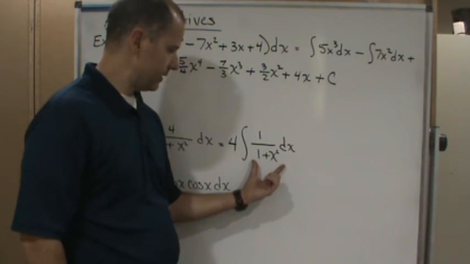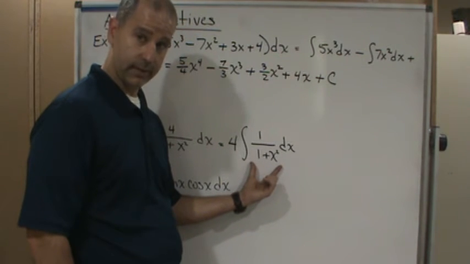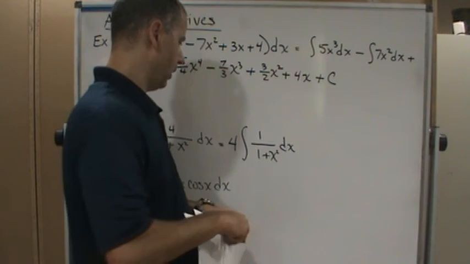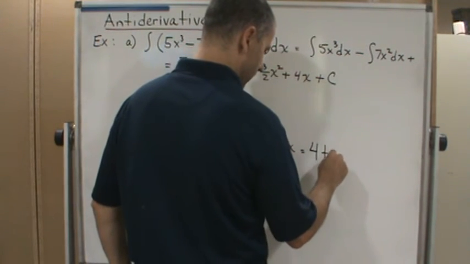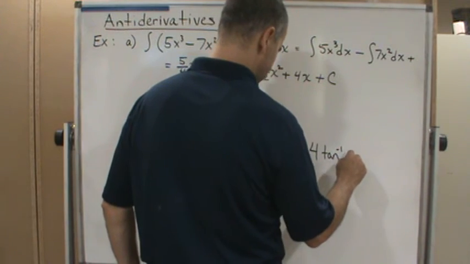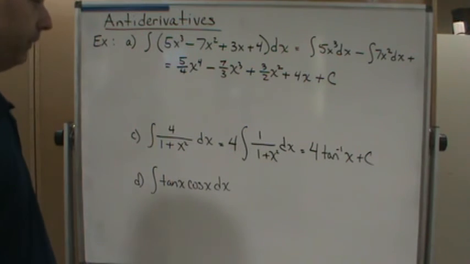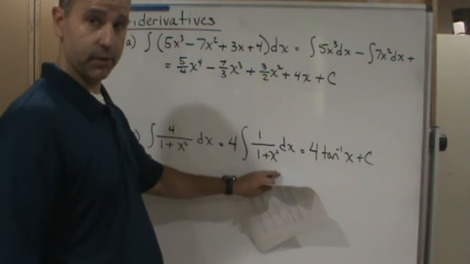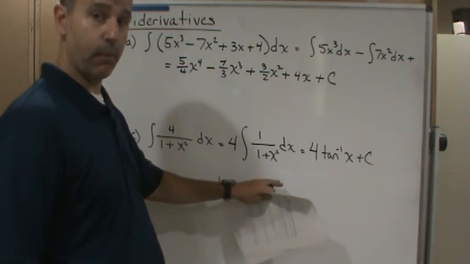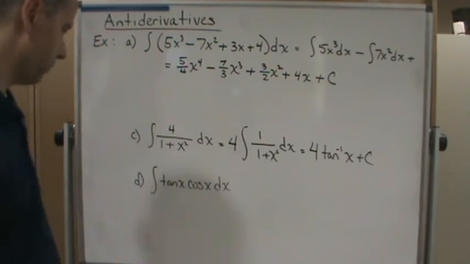Okay, so this is the derivative of inverse tangent. So the antiderivative of this is inverse tangent. So this would equal 4 inverse tangent of x plus c. That's it. Okay? It's just a matter of recognizing this from the derivative formulas. Again, you should be memorizing and studying the derivative formulas.